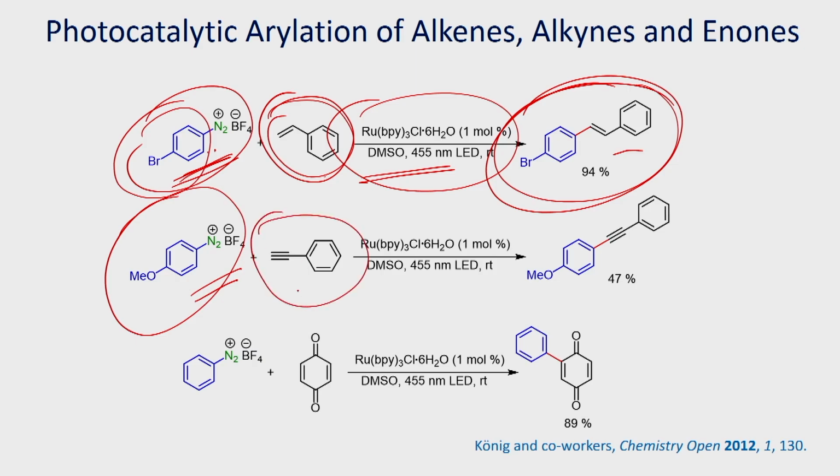You can also couple with the alkyne, and in this way you will be able to make the substituted alkyne. And the next example shows the reaction of an enone. You have the enone, which can also be readily coupled. In this way you can do the arylation reaction using photocatalytic systems. These are some of the recent developments, as I mentioned, in diazonium salt chemistry.